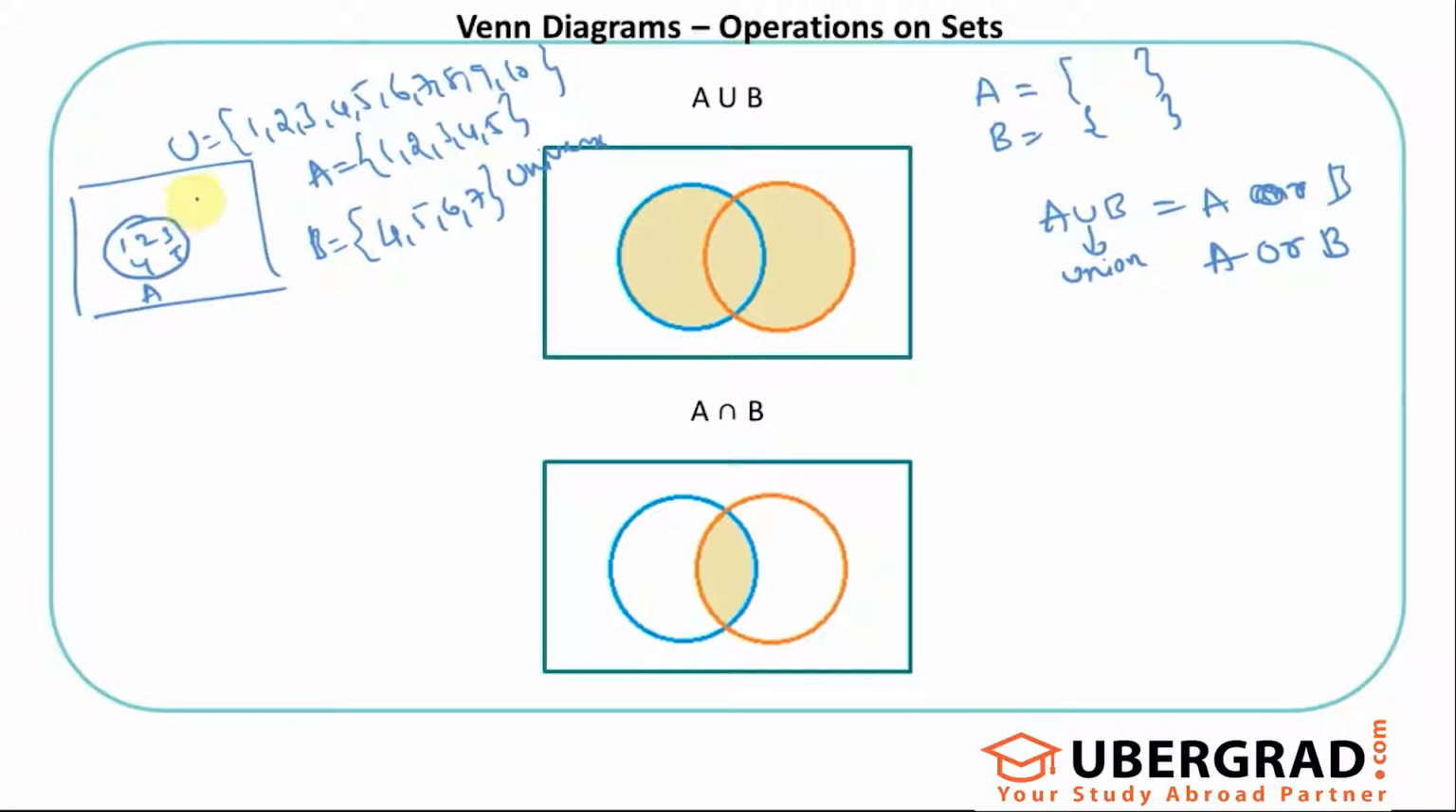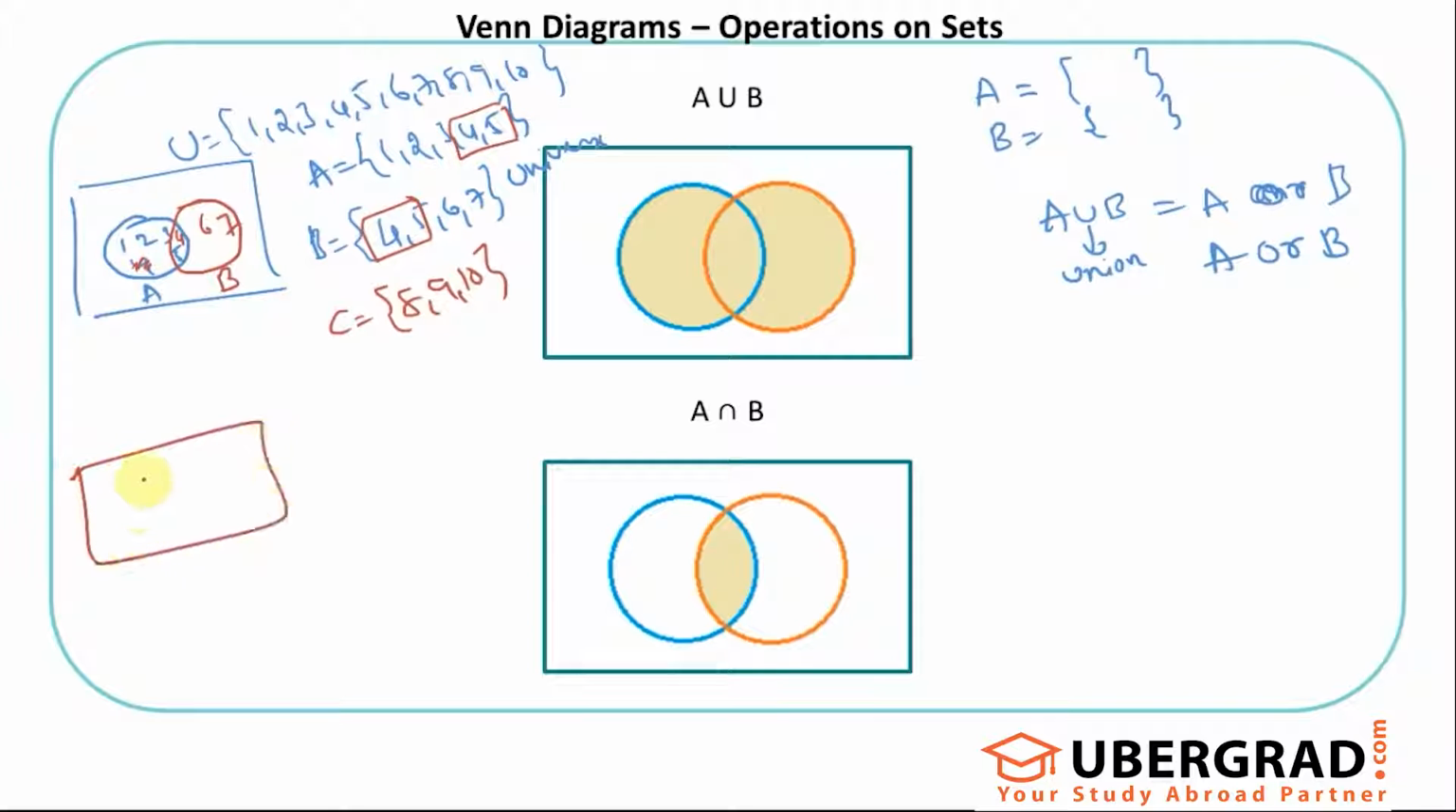So the way it should look is this: 6, 7, 5 and 4. Why am I writing 4 and 5 here? Because 4 and 5 are the common elements in both, so there is this overlap. If I have set C, let's say 8, 9 and 10, and I am drawing A and C only, A will be here and C will be somewhere here. They don't touch each other because there is no common element between these two. But because I know that 4 and 5 are the common elements in A and B, I have drawn them overlapping each other.